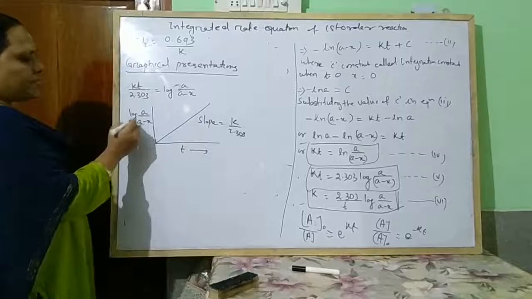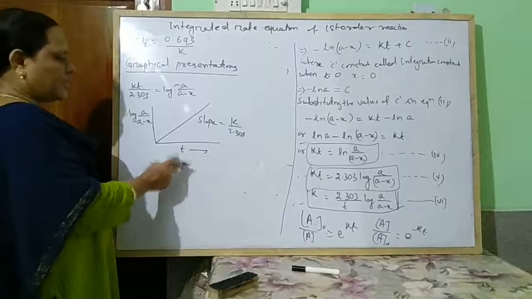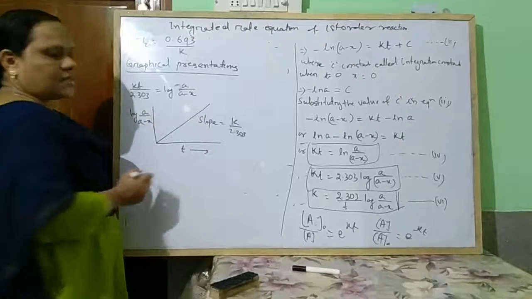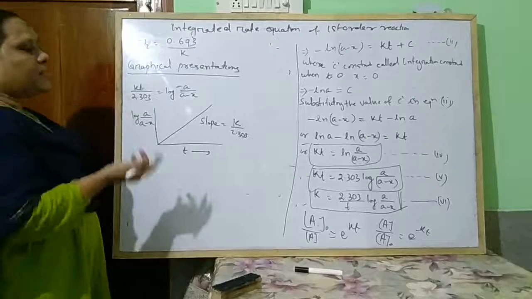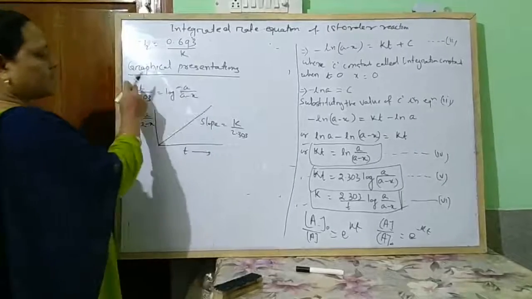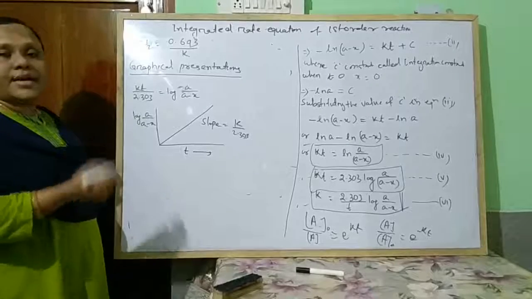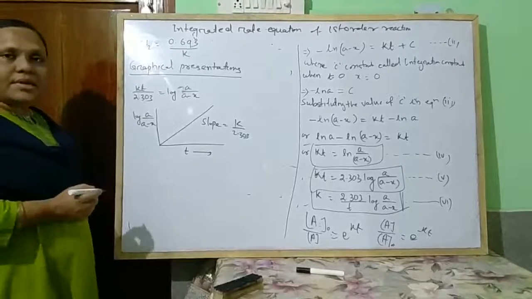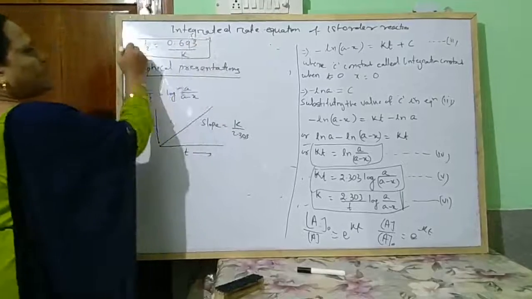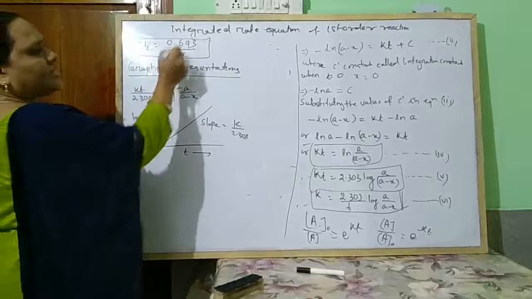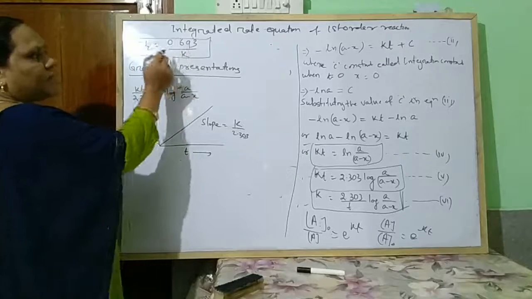So when the graph is plotted log A by A minus X versus t, it gives a straight line passing through the origin with slope k by 2.303. And when the graph is plotted log A minus X versus t, then it gives a straight line with intercept log A and slope minus k by 2.303. Similarly, another equation is given here, t half equal to 0.693 by k.